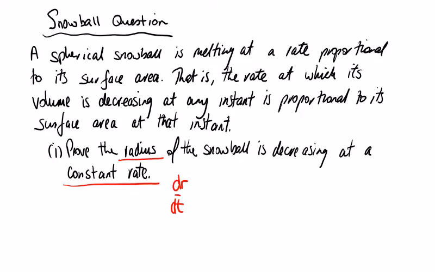What other information have we got? Well, we know the volume of a sphere is 4/3 pi r cubed. So what we can do with this is, we know this is a differentiation rate of change question. dV/dr is equal to 4 pi r squared, or 3 by 4/3 pi r squared.